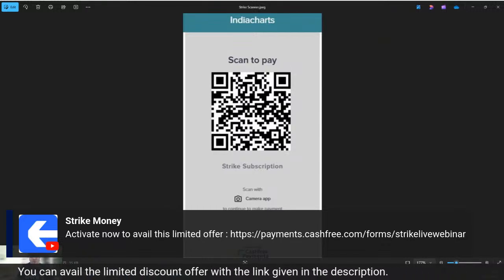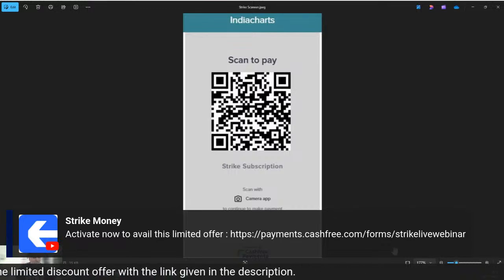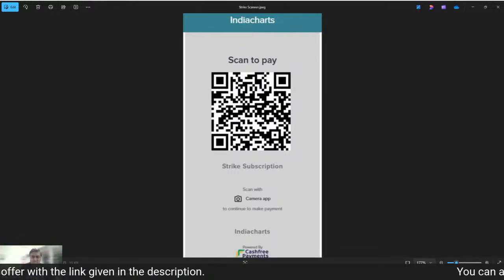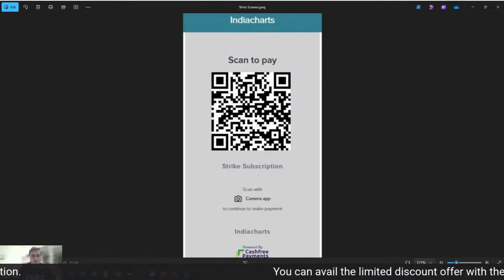Yes, definitely. You can also use RMI scanners. There are various scanners available. I will show you how to use an RMI scanner also just in a while.